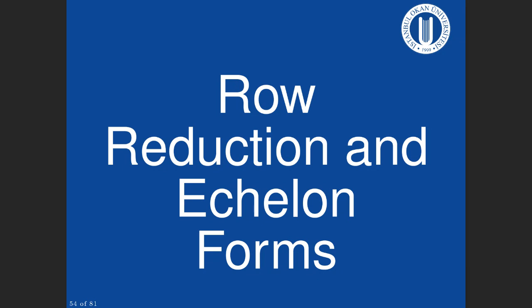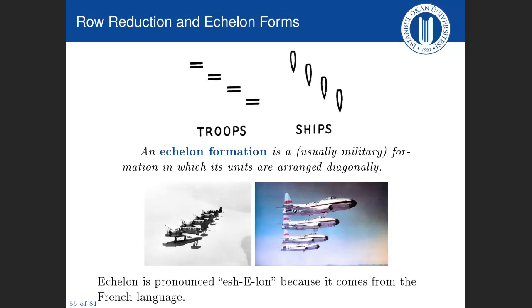And now let's continue. For the rest of today's lecture, I want to talk about row reduction and echelon forms. First, what's this word echelon I'm saying? It's a word which comes from the military. An echelon formation is a formation in which the units are arranged diagonally. And this word is pronounced echelon because it comes from the French language.